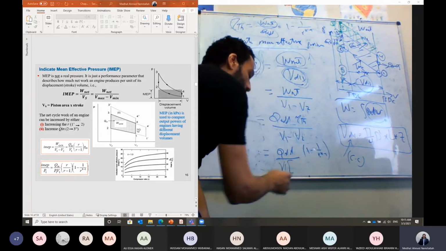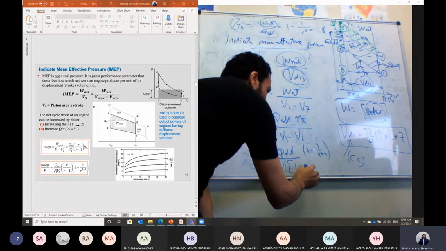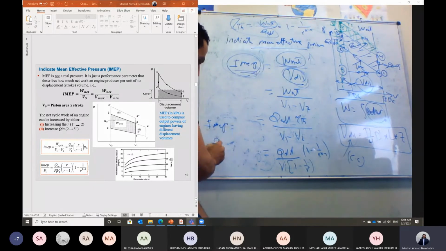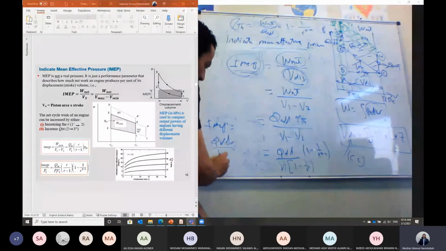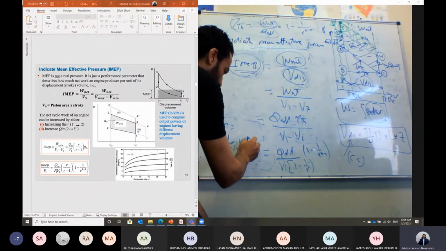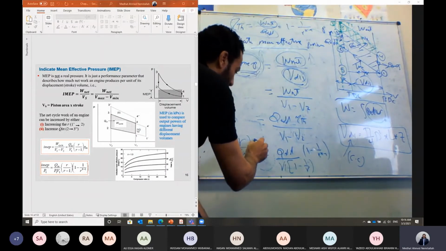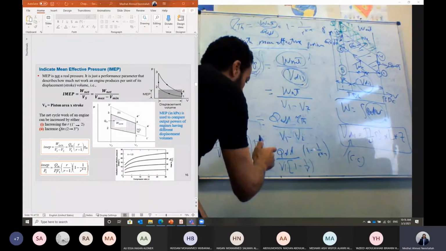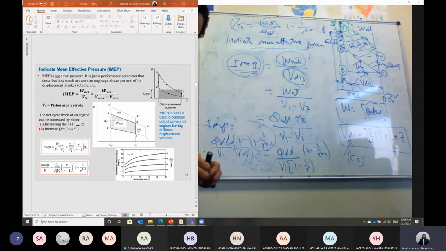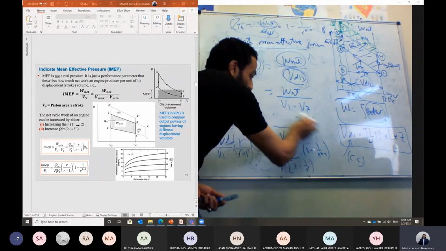If I put V1 as common, it will be 1 minus V2 over V1, which is 1 over R. Okay, so if you just rearrange it, the indicated mean effective pressure should equal Q added divided by V1, multiplied by R over R minus 1, multiplied by 1 minus 1 over R to the power K minus 1. It got a little bit complicated. Do you see it, guys?